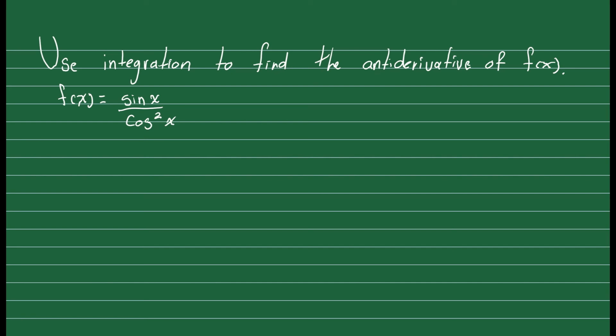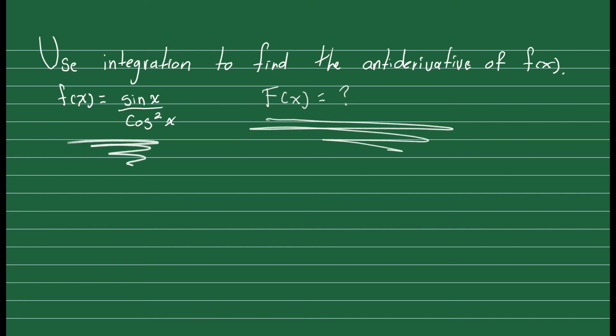In this example, we want to use integration to find the antiderivative of f of x. Remember, f of x is our derivative function. So in order to find the antiderivative, they're asking us to find what is capital F of x equal to, all right? Such that if we take the derivative of this, we're going to get this, all right? So let's see, how do we go about doing this one?